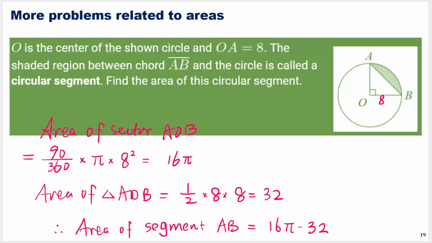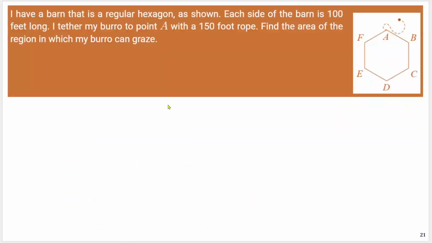Okay, if not, well, sometimes our region isn't already drawn for us, so we must draw the region by ourselves in order to solve the problem. For example, let's have a look at this example here. If I have a barn that is a regular hexagon as shown here on the right, each side of the barn is 100 feet long. I tethered my burro to point A with a 150-foot rope. Can you find the area of the region in which my burro can graze?